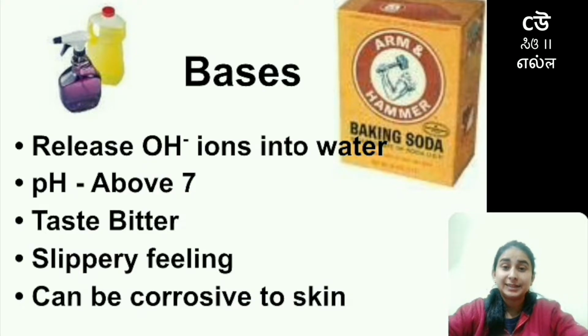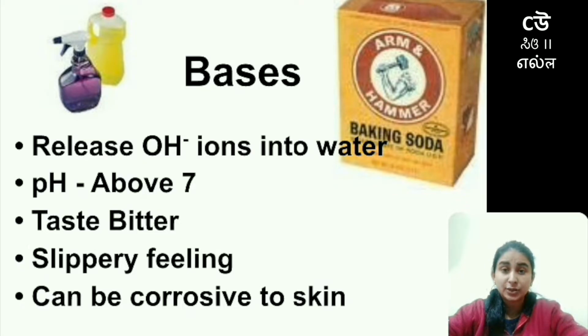आइए अब बात करते हैं about bases. So bases are very different from that of acids. Whenever you dissolve these bases in water, they will release hydroxide ions. Hydroxide ions can be represented by using the symbol OH with a negative sign.